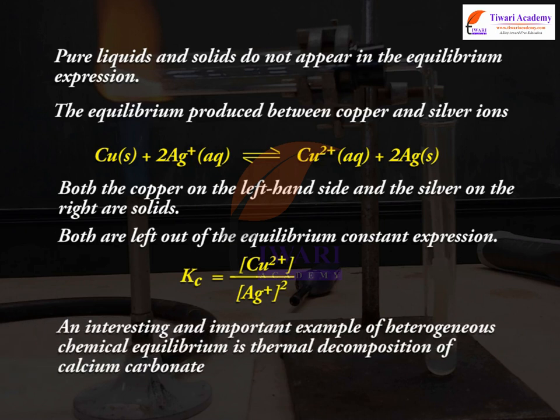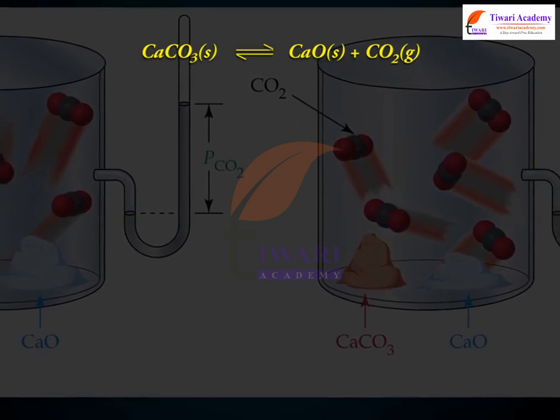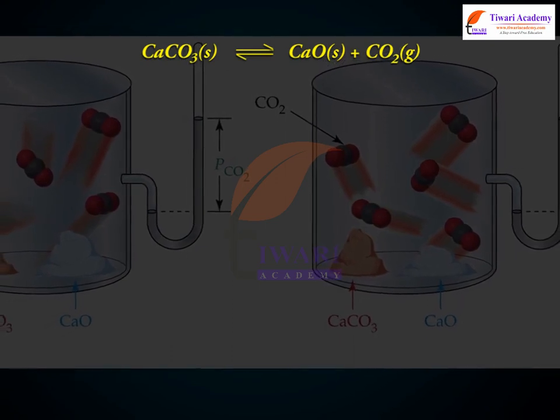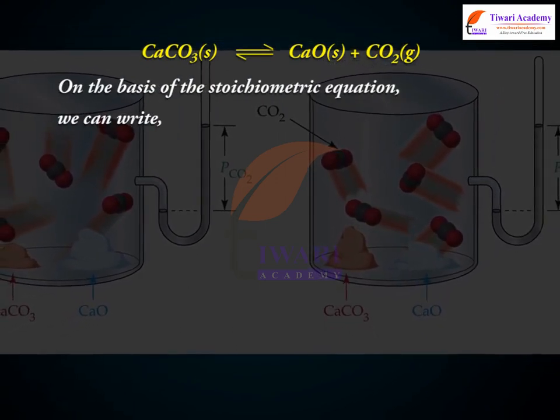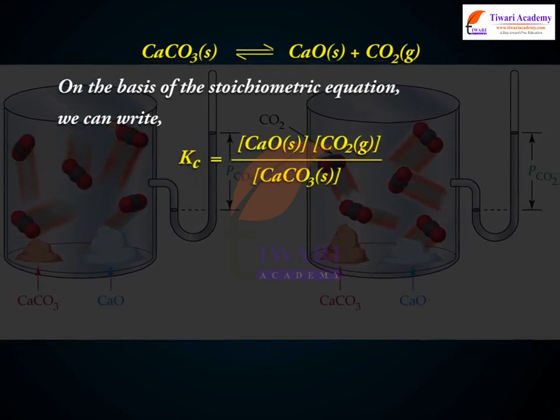An interesting and important example of heterogeneous chemical equilibrium is the thermal decomposition of calcium carbonate. CaCO3 solid in equilibrium with CaO solid plus CO2 gas. Reversible reaction. On the basis of the stoichiometric equation, we can write Kc is equal to the concentration of CaO solid times the concentration of CO2 gas upon the concentration of CaCO3 solid.